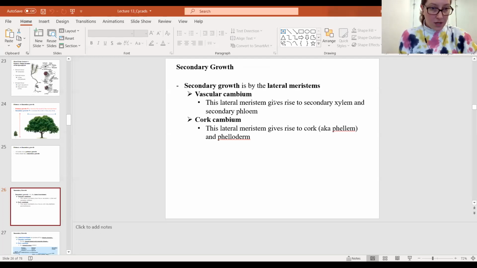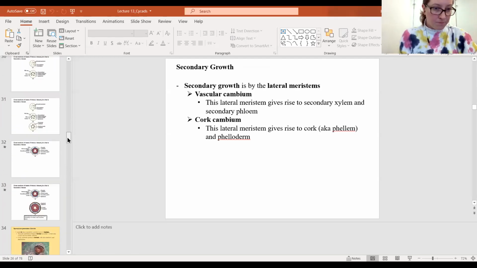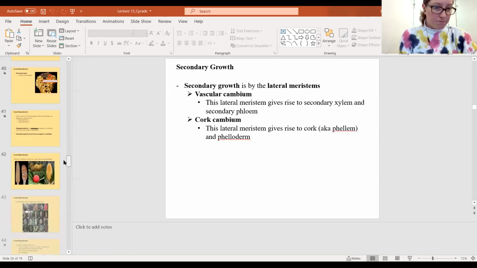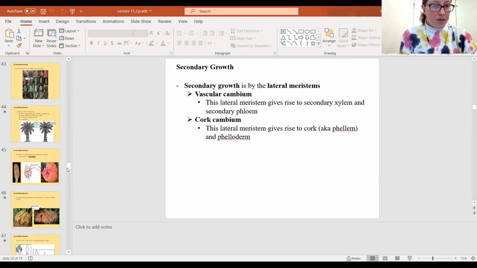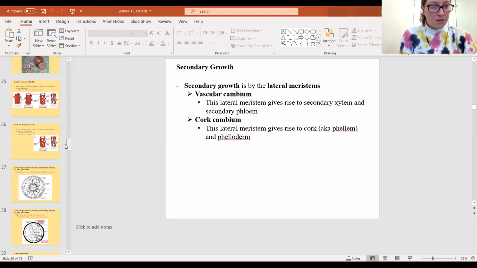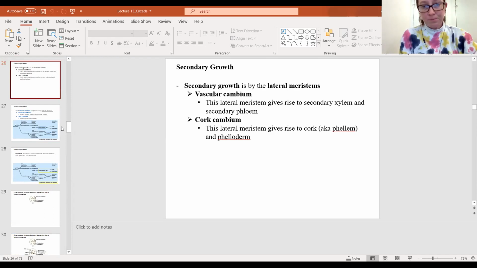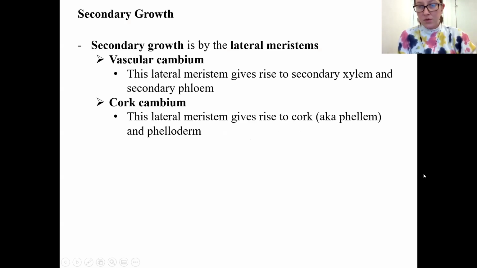Let's see how much I want to get into this. I forgot how long this one is. I think we'll probably get through the secondary growth part, and then maybe we'll see how we do with time. I'm keeping an eye on the time, and we still got some time.